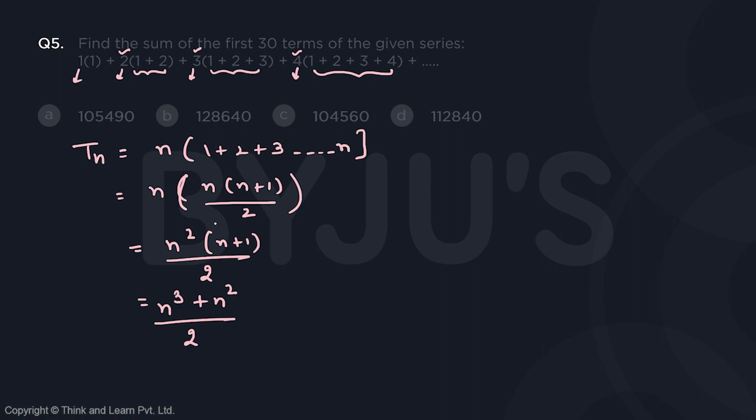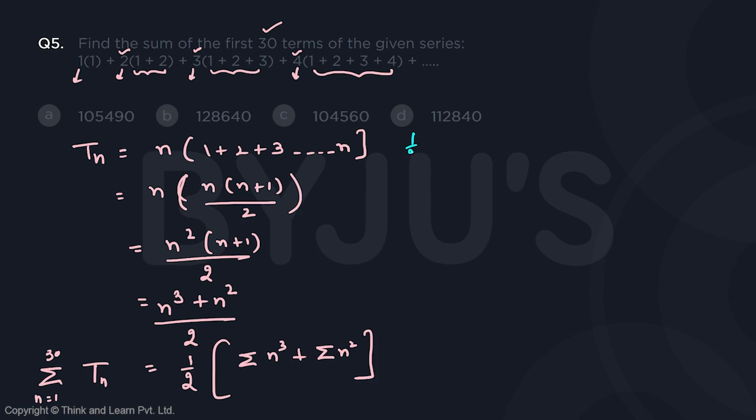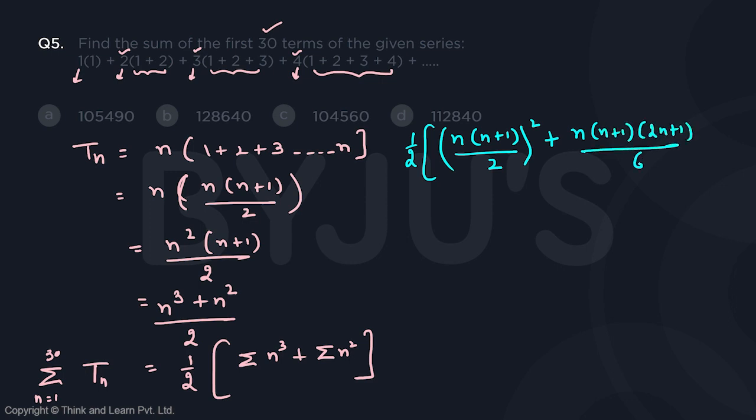I have to find the sum of this series up to the first 30 terms. That means now I have to put a summation on this series. If I put a summation from 1 to 30, 1 by 2 will come outside. Inside I will have summation of n cube plus summation of n square, where n is 30, right? Let's start putting the formula, keeping 1 by 2 outside. The formula for summation of n cube is [n into (n plus 1) divided by 2] whole square. And the formula for summation of n square is n into (n plus 1) into (2n plus 1) divided by 6.